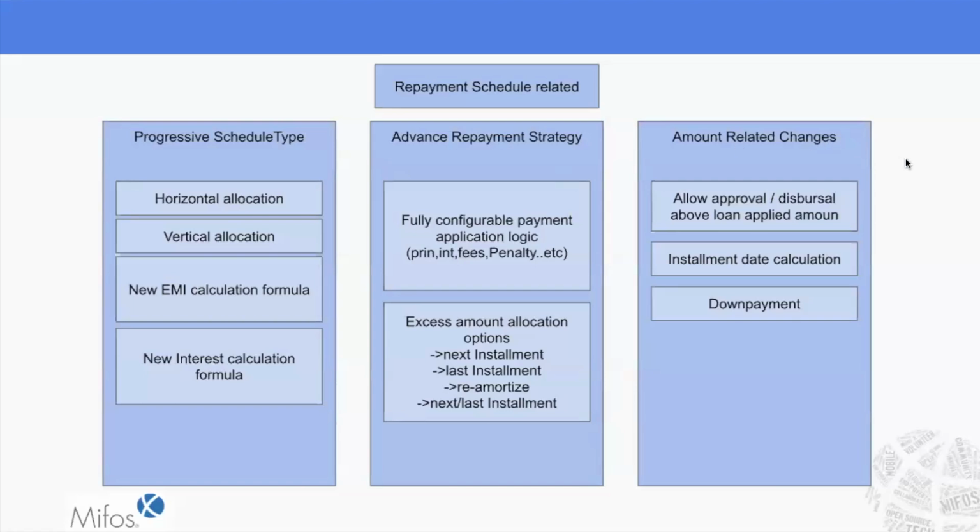As I said, regarding amount related changes, we have reduced the validations or conditions which were built between the submitted amount, approval amount, and disbursement amount, which were more focused on microfinance loans. Now we have removed that barrier, so the disbursal amount can be set more than the approval amount or the submitted amount. And for installment date calculation, we have given flexibility that it can start from the loan submitted date or from the disbursement date.